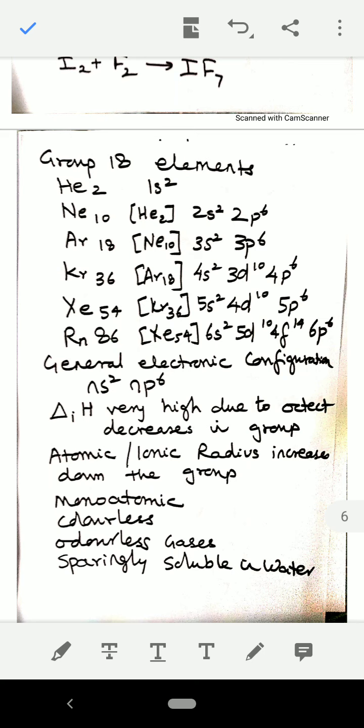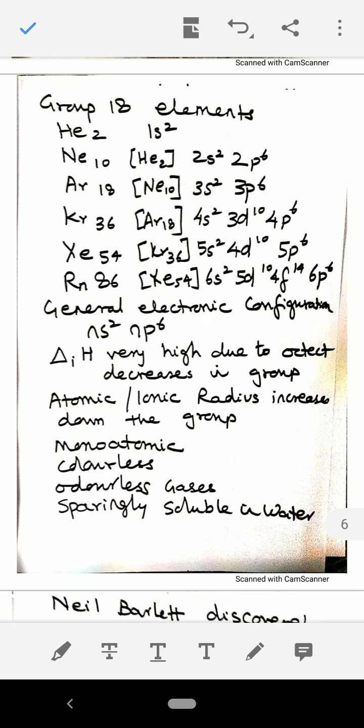Group 18 elements consist of helium, neon, argon, krypton, xenon, radon. Their general electronic configuration is ns2np6 except for helium which has 1s2. The ionization enthalpy is high because the octet is completed, but it decreases down the group as size increases. Atomic and ionic radius increases down the group as new shells are being added. They are monoatomic, colorless, odorless gases sparingly soluble in water.